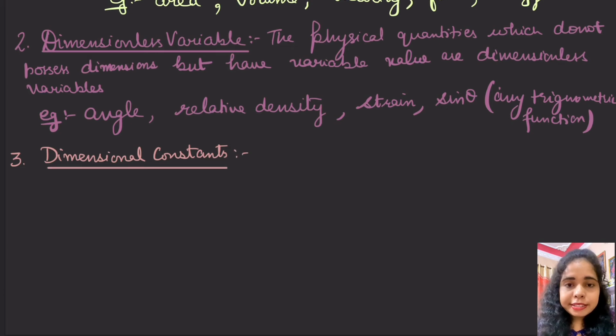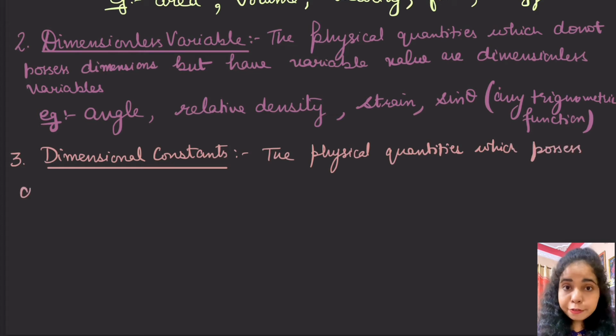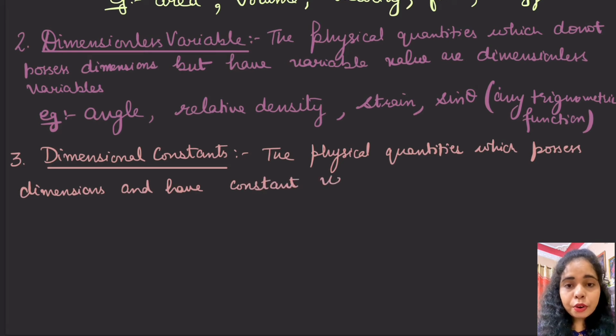The next quantity is dimensional constant. As the name constant suggests, that is the value which is fixed. So there are some physical quantities which have a fixed value. Such physical quantities which have fixed value, which are constant but they have dimensions, are called dimensional constants. So we can say the physical quantities which possess dimensions but their values are constant are called dimensional constants.